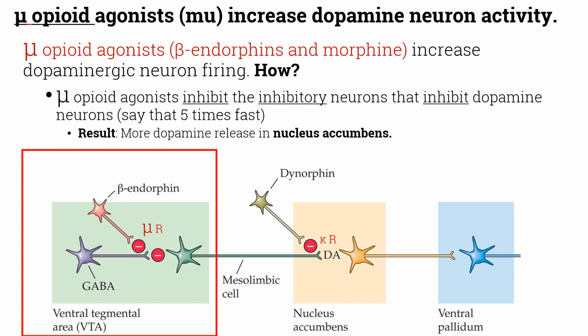So that's exciting the mesolimbic cell, making it more likely to fire and synapsing on a dopamine neuron in the nucleus accumbens, thereby increasing the amount of dopamine. So mu opioid agonists increase dopaminergic neuron firing.